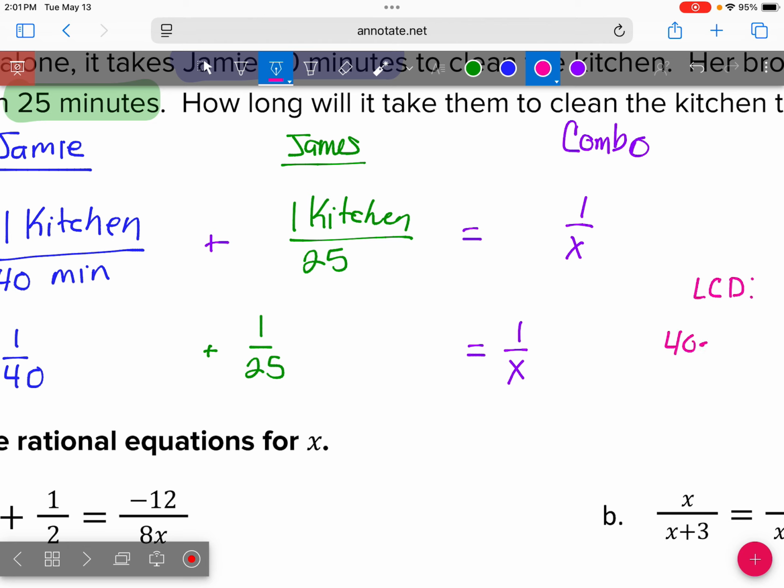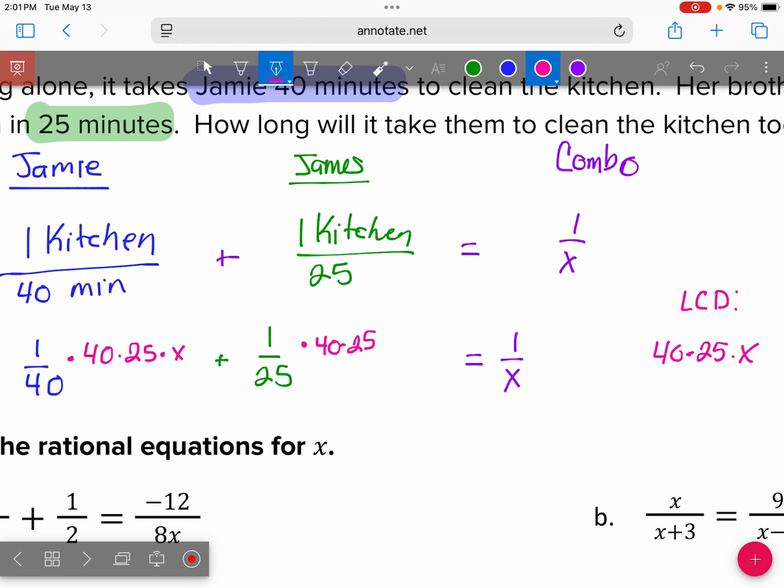40, 25, and x is a totally valid way to do this. It's not the lowest common denominator, but it is a common denominator, and it'll totally work. So if I multiply everybody times 40 times 25 times x, you totally can. Times 40 times 25 times x times 40 times 25 times x.